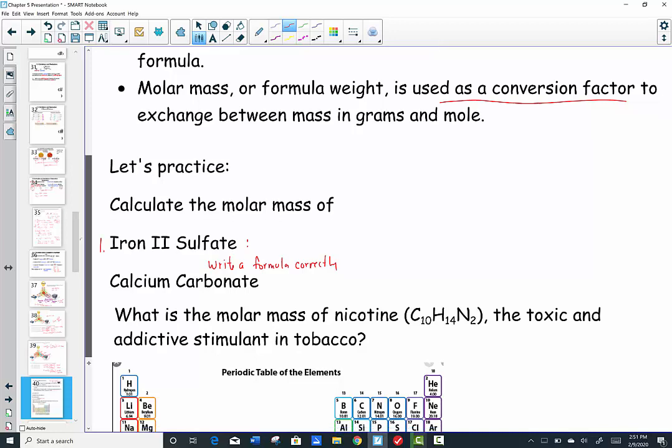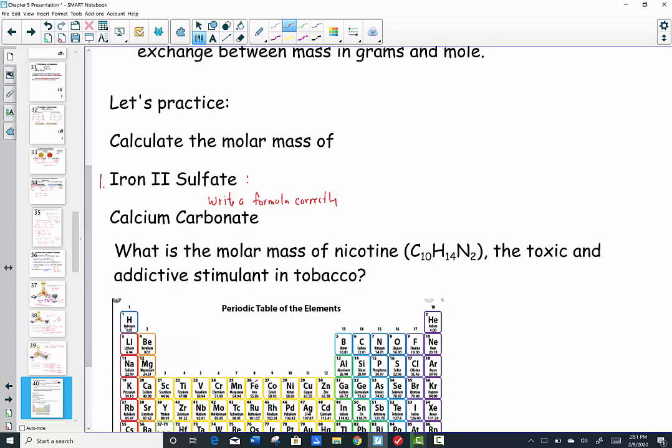Well, iron is the elemental symbol Fe. Iron with the Roman numeral 2 tells me it's a +2 charge. Sulfate is a polyatomic ion. The polyatomic ion chart is still provided for you, but you should become so familiar with it that they just start to sound familiar. Sulfate is a polyatomic ion that carries a -2 charge. My compound is FeSO4. The name, iron 2 sulfate.